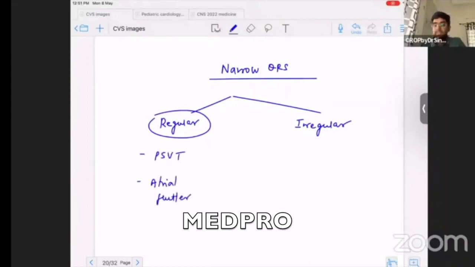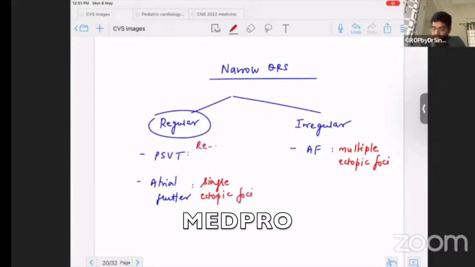Irregular rhythm, what is the example? Only example, AF, atrial fibrillation. If you think of the pathology, atrial fibrillation had multiple ectopic foci. Atrial flutter had a single ectopic focus. PSVT had a re-entry mechanism, correct? Re-entry through which node? AV node re-entry mechanism. That is what it is.